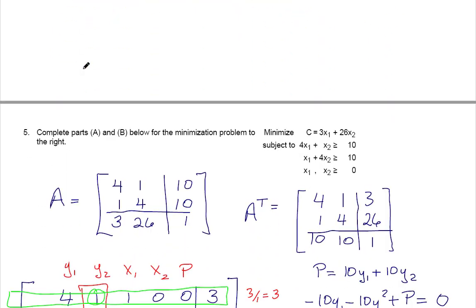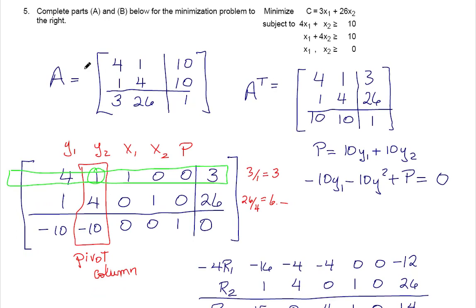Alright, so we get a little more practice and we do it again on question 5 here. Alright, so here's my regular problem. 4, 1, 10, 1, 4, 10, and for the C, 3, 26, and 1. Alright, form the transpose. Alright, so we're coming this way. 4, 1, 10, column 4, 1, 10. 1, 4, 10, yes, 3, 26, 1. Got that. All right, so now let's get to our table.